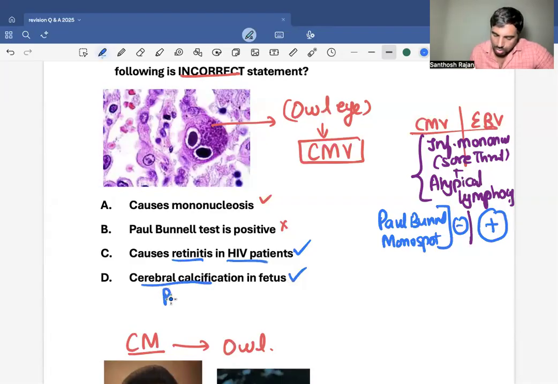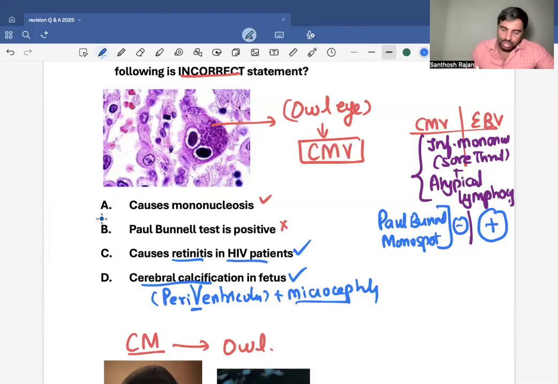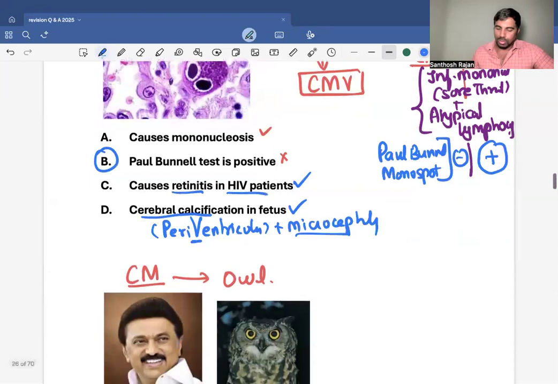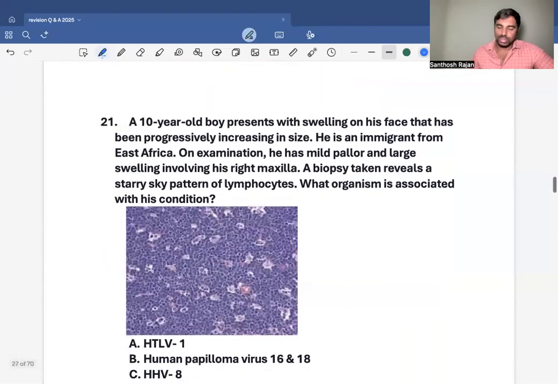So this usually causes which one? Periventricular calcification, and also the child will have microcephaly. Usually the child has microcephaly and periventricular calcification. It's a characteristic feature. So this is wrong. Paul-Bunnell monospot test should be negative in CMV, which is positive in your EBV. That's all. Okay. So this is another important question.